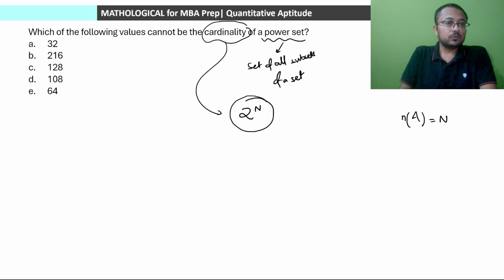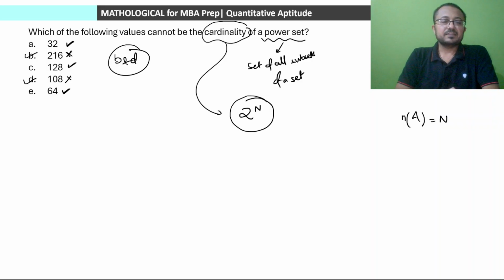So 32 is 2 to the power 5. So that can be the cardinality of a power set. 216 is not 2 to the power n के terms में तो नहीं आएगा. 128 is also 2 to the power 7. 64 is also 2 to the power 6. So 216 and 108, these should be the answer B and D, because they cannot be the values of the cardinality of a power set. So B and D will be the answer in this case. Clear?